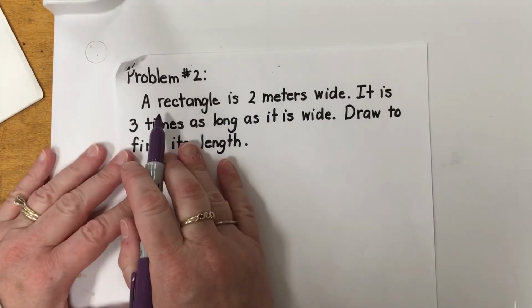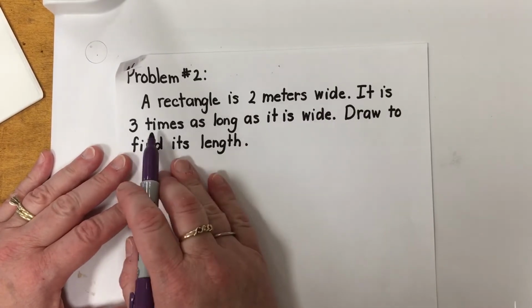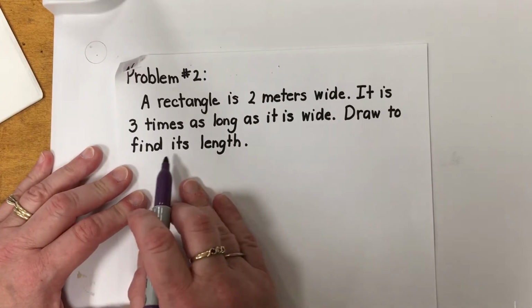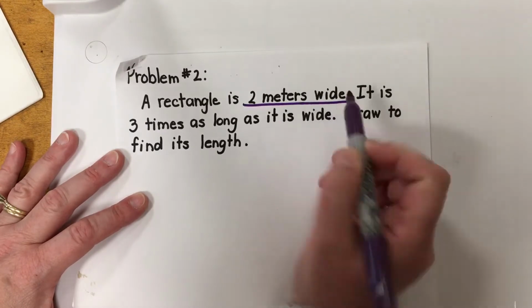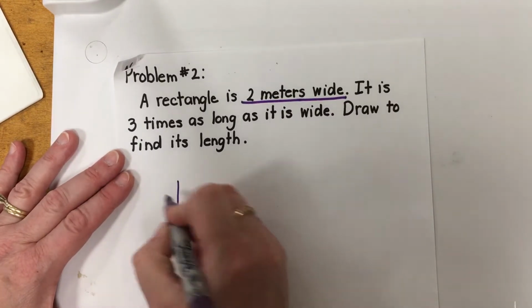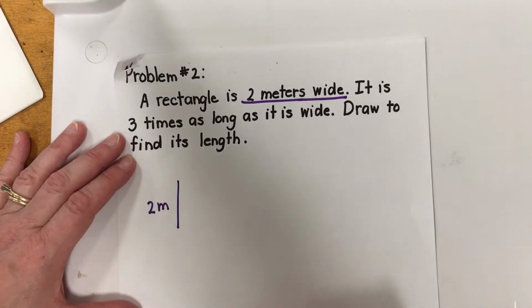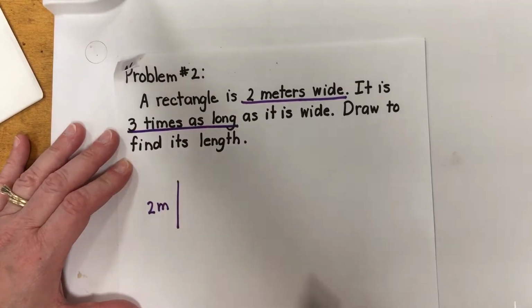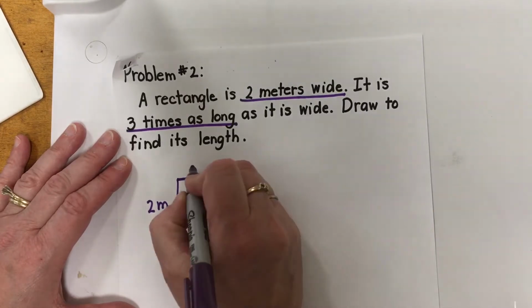Our problem says a rectangle is 2 meters wide. It is 3 times as long as it is wide. Draw to find its length. So it tells me up here it's 2 meters wide. That's where I'll start. Then it says it's 3 times as long as it is wide. So there's 1 time as long.